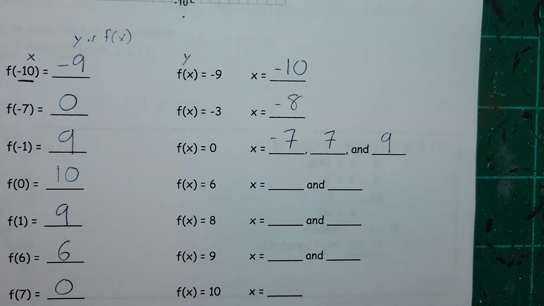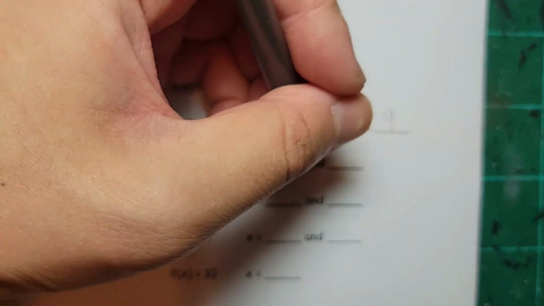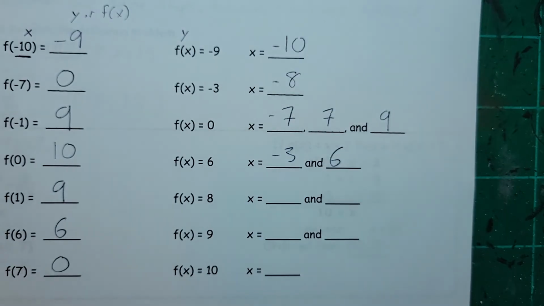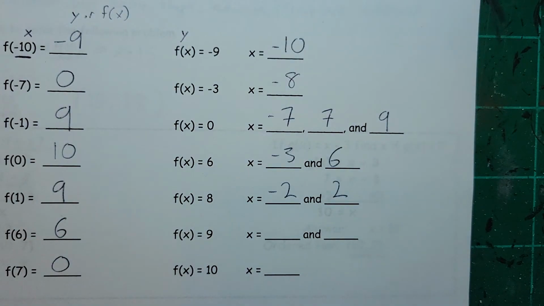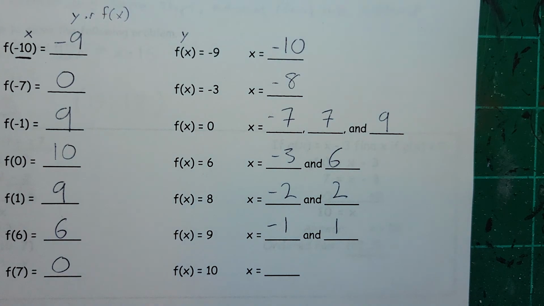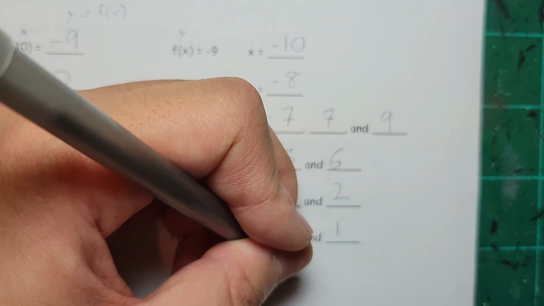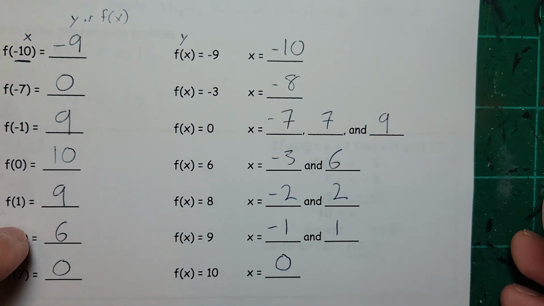Now I'll just go over to the answers as flipping through does disorient the camera. So when f of x equals 6, x equals -3 and 6. When f of x equals 8, x equals -2 and 2. When f of x equals 9, x equals -1 and 1. When f of x equals 10, x equals 0. So that's it for the notes, at least.